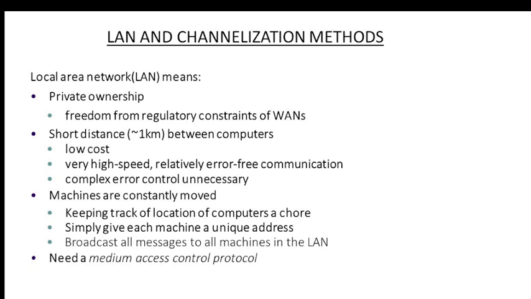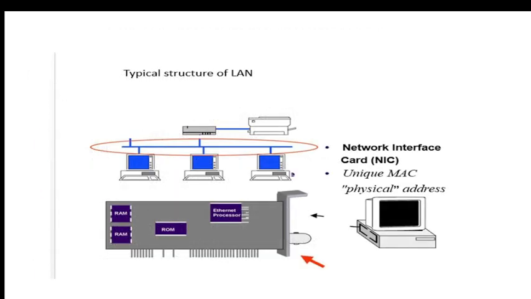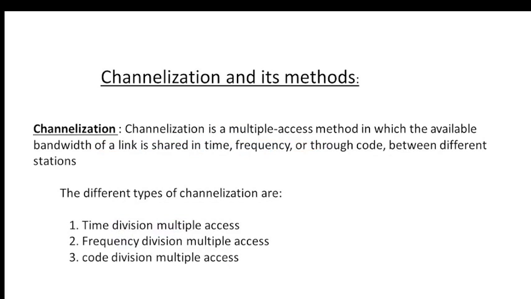Simply give each machine a unique address. It broadcasts all messages to all machines in the LAN. It needs a medium access control protocol. This is the typical structure of the LAN, in which we have the NIC, that is the network interface card, that has the unique MAC physical address. This is the typical structure of the LAN.